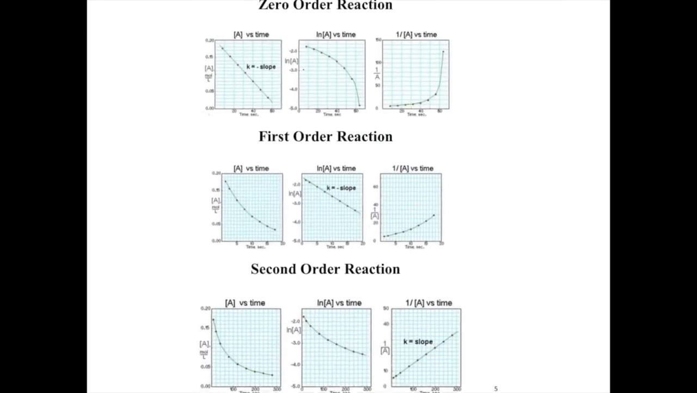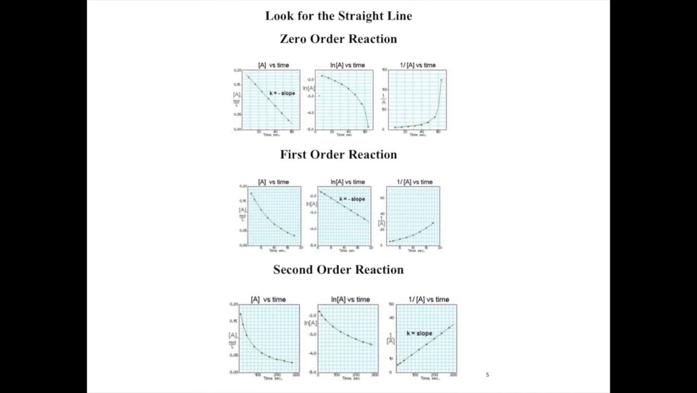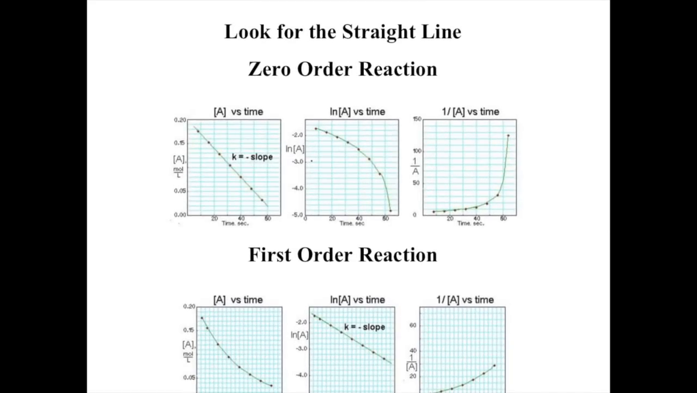Now I want you to see this. When you're trying to determine the order, you do all three plots: the A versus time plot, the natural log of A versus time plot, and the 1 over A versus time plot. The one that gives you the straight line, in this case, when this is a zero order reaction, the only straight line you're going to get is when you plot A sub t versus time. If you plot the natural log of A versus time, or 1 over A versus time, you're not going to get a straight line. So you'll know what the order is purely by which one gives you the straight line.